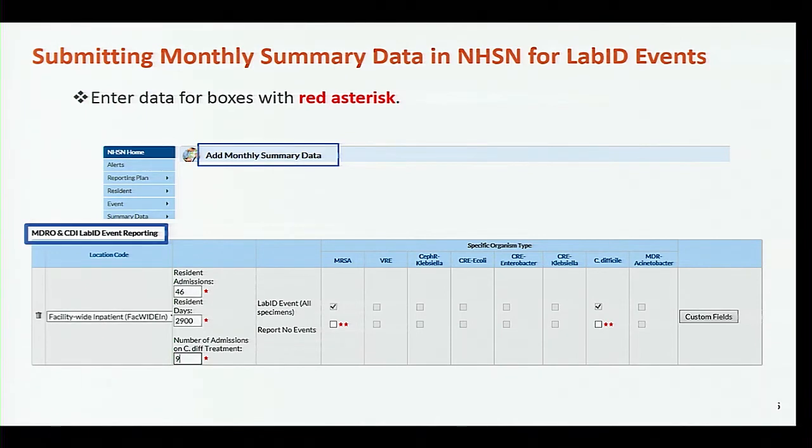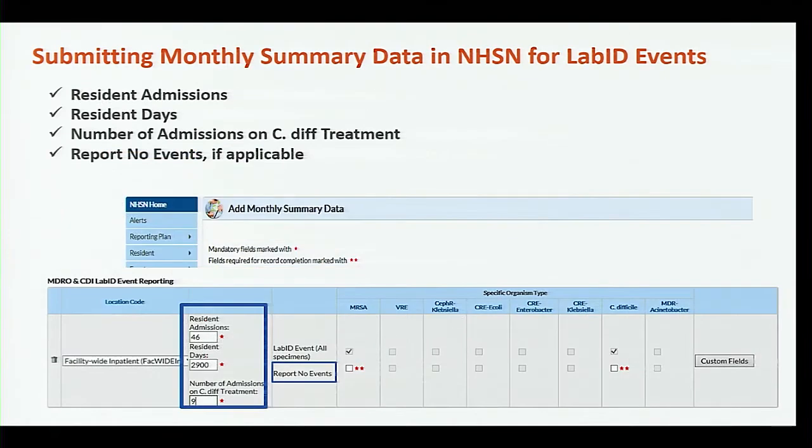And I talked about everything with a red asterisk must be completed. For LabID event reporting, that includes your resident admissions, your resident days, number of admissions on C. diff treatment, and also you need to select report no events if your facility did participate in surveillance for these organisms and did not have any events reported, meaning there were none identified.